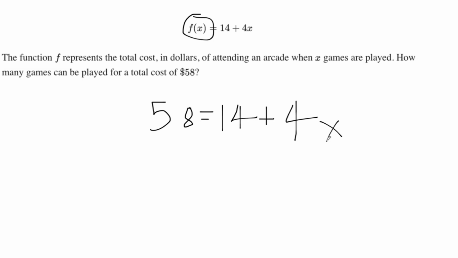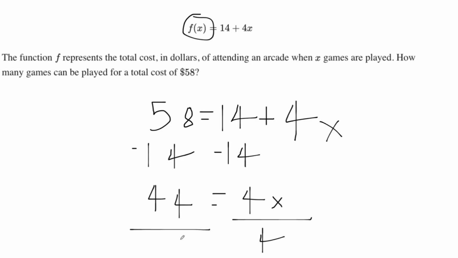You could use Desmos. Because it's just a single variable, I suggest solving by hand. You subtract 14 from both sides, and then you're going to have 44 left on this side and 4x left on this side. Divide both sides by 4, and then you're going to have x equals 11. So not too hard to solve.